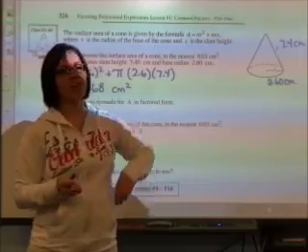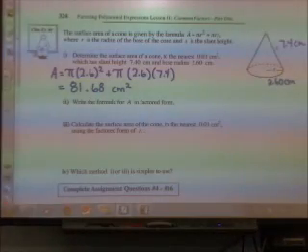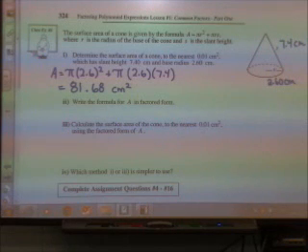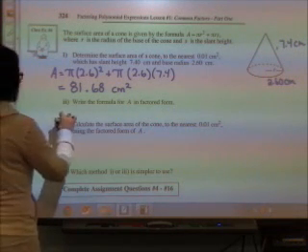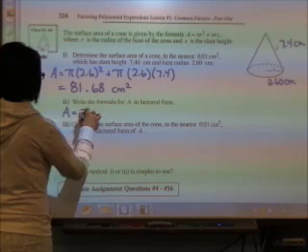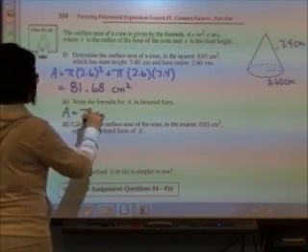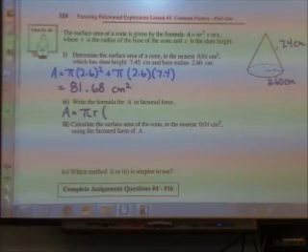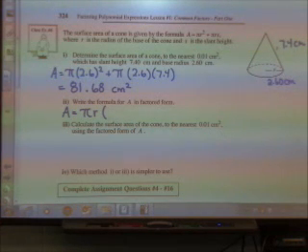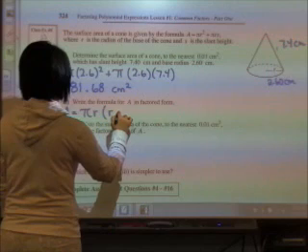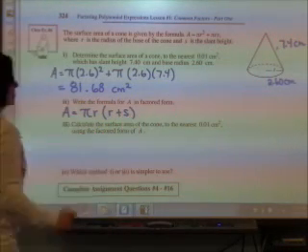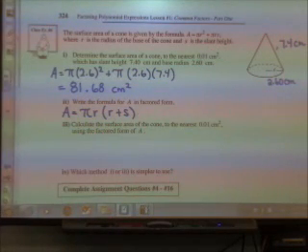So if I look at my pi r squared plus pi rs, what is my common factor? What can I remove from each term? Pi and an r. So if I remove a pi and an r from the first term, what am I left with? R. And from the second term? S. So I get pi r times r plus s.